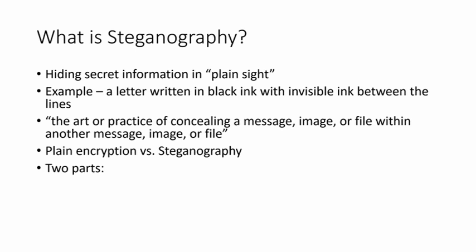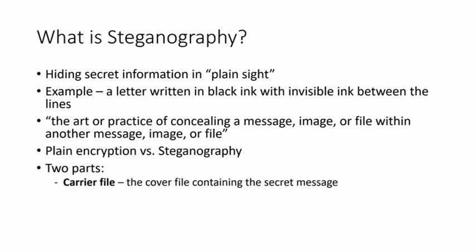Two files are used in making a steganographic file. First, the carrier file. The carrier file is the cover file that will be used as an envelope for the payload. This could be an unassuming picture, audio file, video file, etc. Then there's the payload. The payload is the actual secret message.